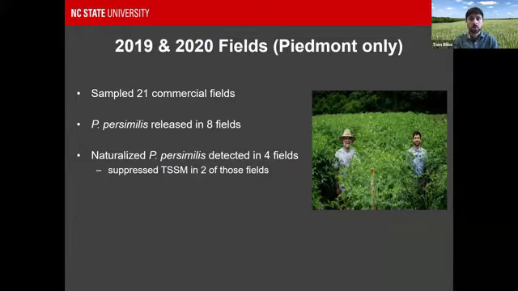So I'm going to go over just a little bit of the data we have to illustrate how effective Persimilis can be in managing spider mites. Throughout the last 2 years in the Piedmont, we've sampled 21 commercial tomato fields. We released predators in 8 of those, and we detected naturalized populations that naturally occurred in 4 fields, but in only 2 of those did they show up in time to suppress spider mites. Oftentimes they can show up too late.